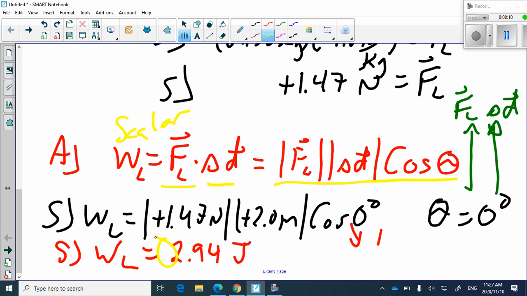2.94 joules. If you do have a negative sign in there, it means that you've done negative work, but that's not a directional sense. It's about whether you have given the object energy or taken energy away. So don't make that confusion that a lot of kids do.